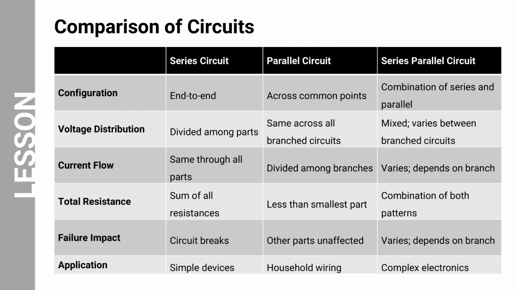Series parallel circuits combine these patterns, exhibiting varying voltage and current depending on the branch. In terms of impact, a failure in a series circuit breaks the entire circuit, while parallel circuits remain unaffected by a single component failure, and series parallel circuits experience localized effects depending on the branch. These configurations find applications in simple devices, household wiring, and complex electronics, respectively, based on their unique characteristics and behaviors.